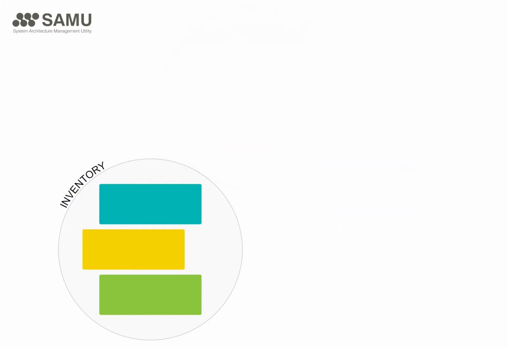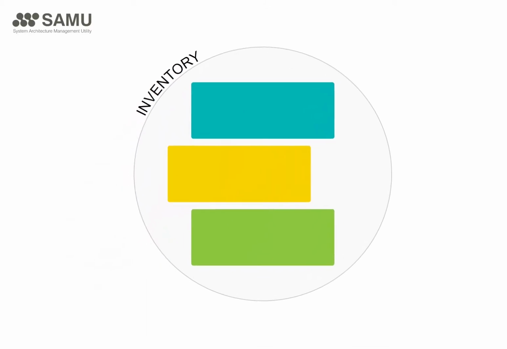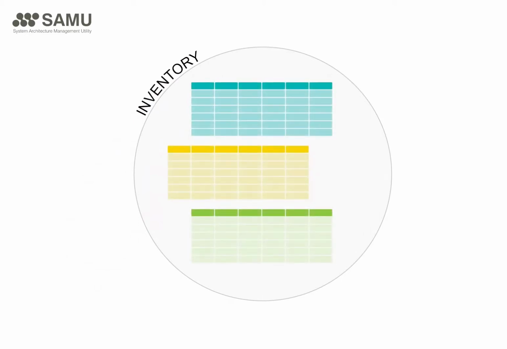Now let's take a closer look into the inventory part of SAMU. In the inventory, we categorize the different items as object types. You can imagine an object type like a sheet in an Excel spreadsheet. Each sheet has a number of columns which can be customized. For example, a typical enterprise customer will have several thousand of objects in their repository.